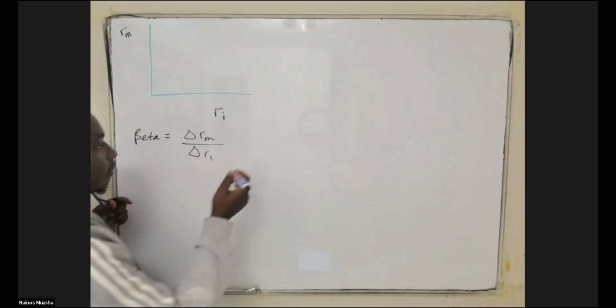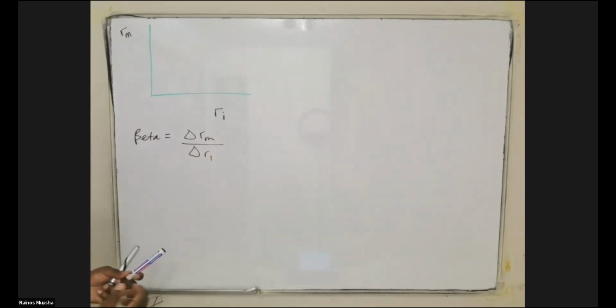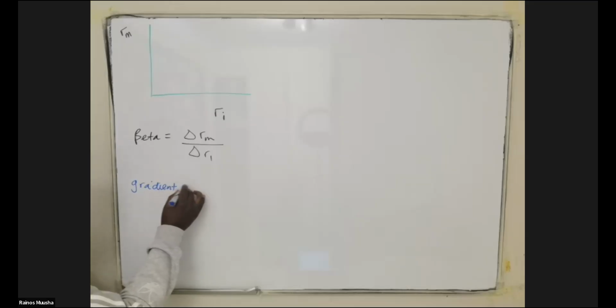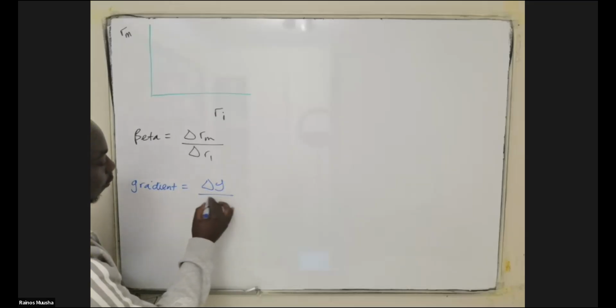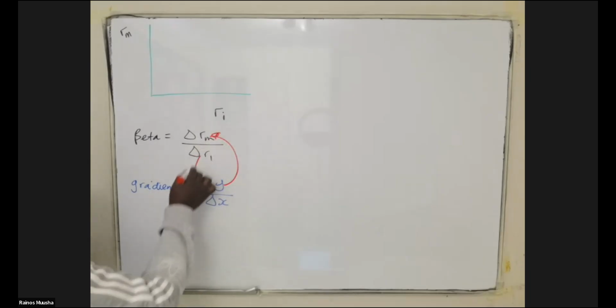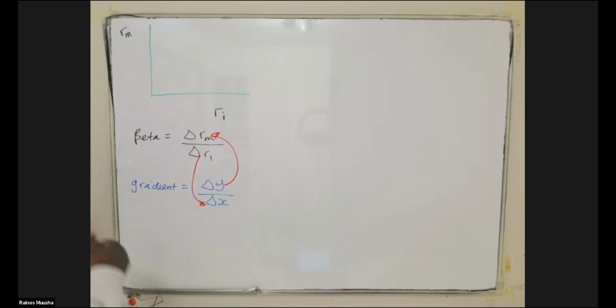So remember, when you're doing your high school, we said the gradient of the curve shows you the relationship between the change in y over change in x. So in this case, y would be the market and x would be the asset. So beta basically looks at the relationship between the change in the return of the market and the change in the return of the asset. Are we on the same page? Are we together so far?